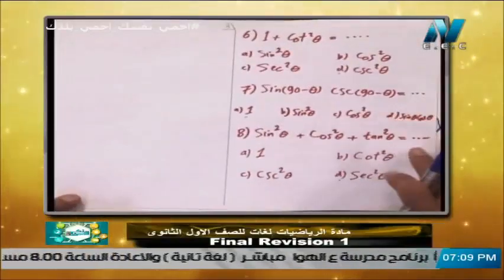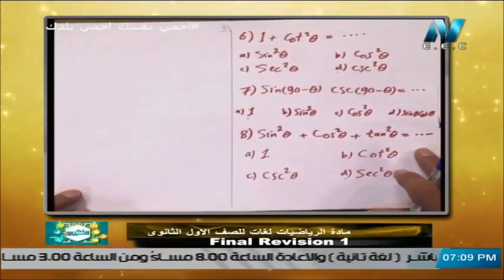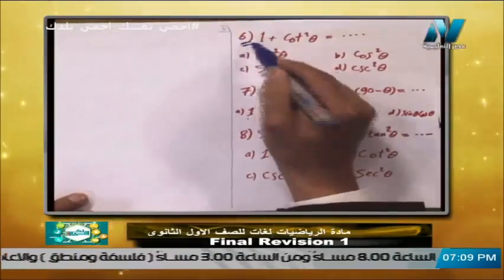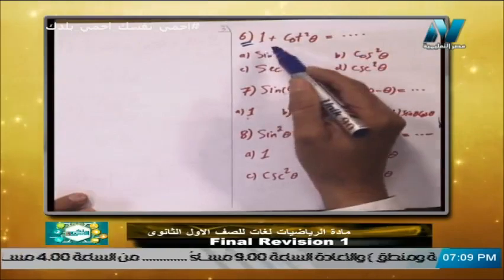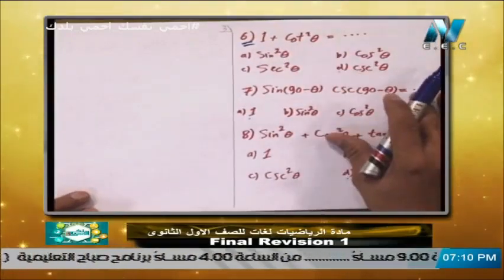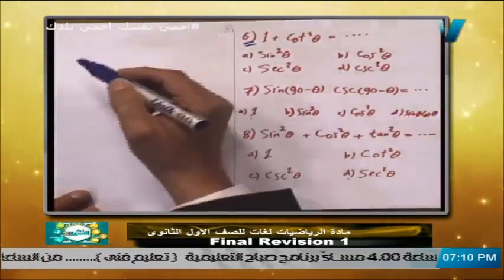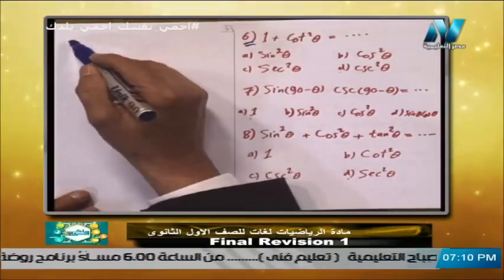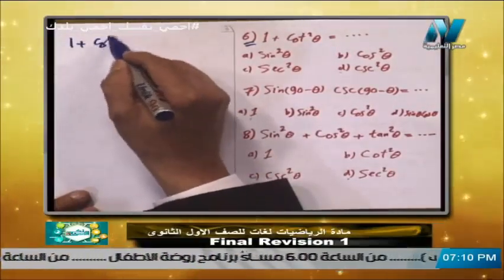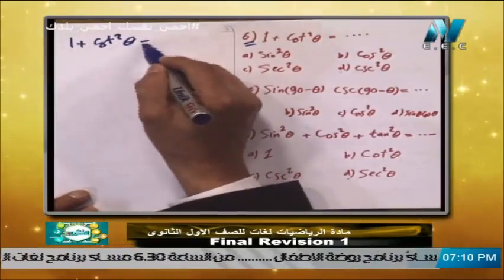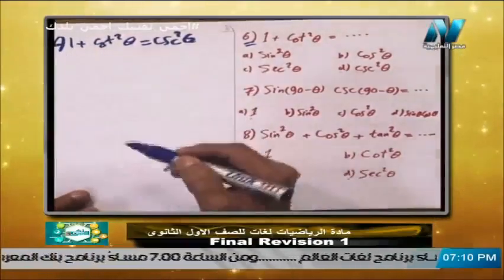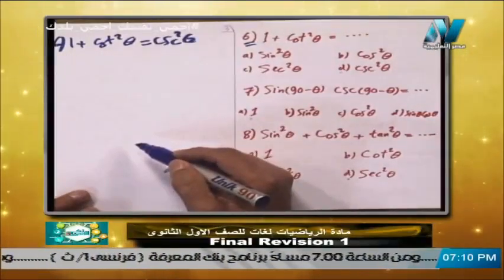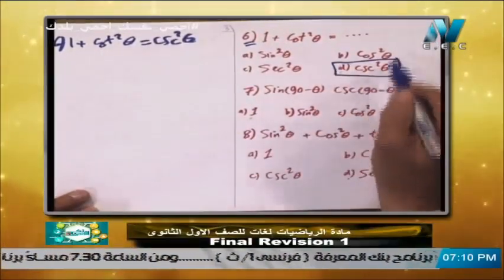Let's move to the next question. We have question number 6. Talk about 1 plus cotan power 2 theta. Do you know the relation between 1 and cotan power 2 theta? Yes, we have a relation directly saying that 1 plus cotan power 2 theta equals cosec power 2 theta. This is number 6. So the answer equals cosec power 2 theta directly, and it is letter D.